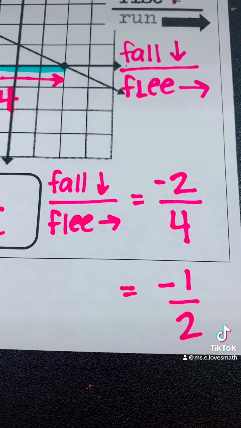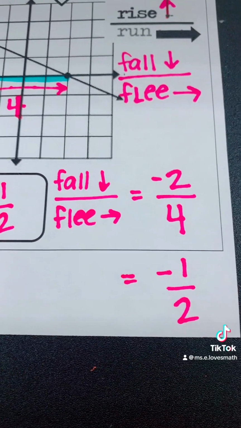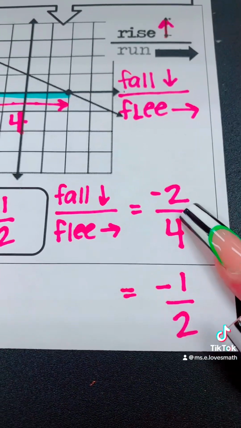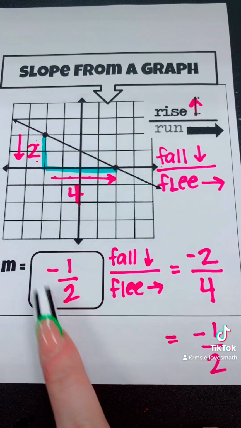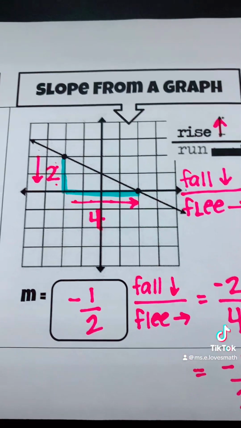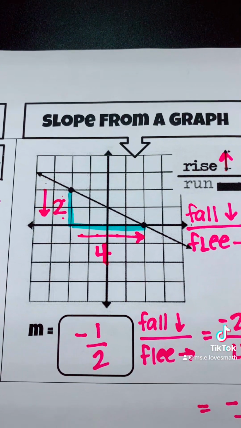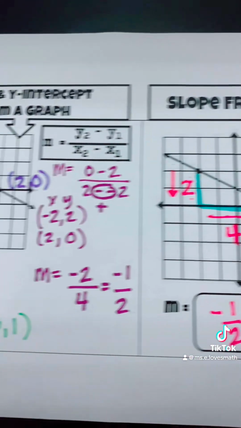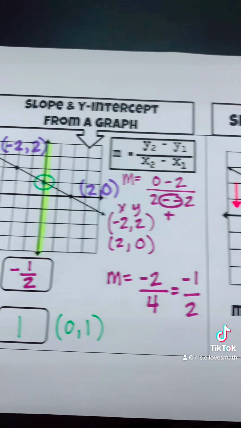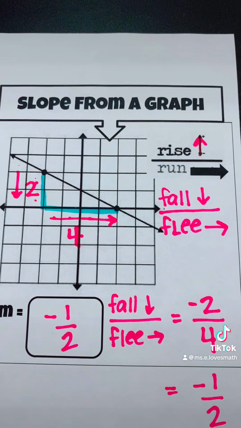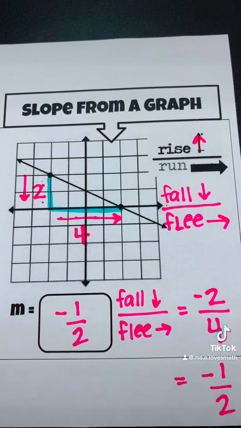So since we fled to the right 4, we end up with a -2 on top. Our fall was -2. Our flee was 4. This will simplify to -1/2. So again, our slope is -1/2. I used the same picture so that you could see you can find the slope in 2 different ways. You can use the points and use our slope formula, or you can use rise over run, or when it's negative, you can use our little made up fall over flee.